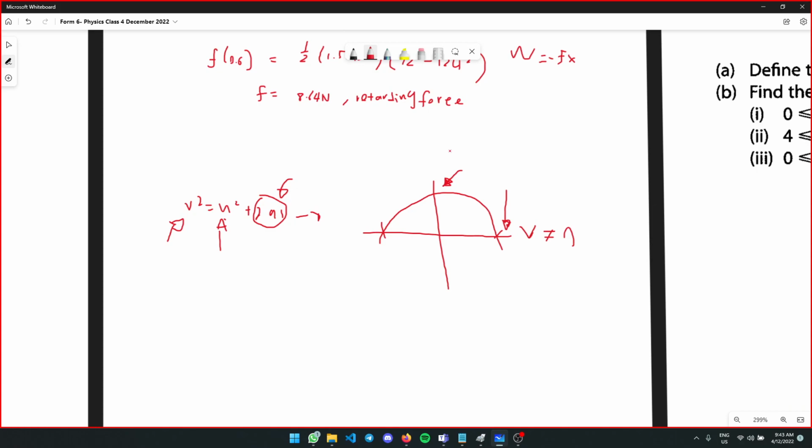If they ask you something like what is the velocity at height so and so, then you can still use this.